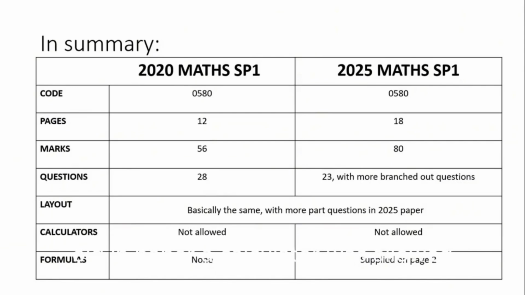In the older paper, a calculator was allowed, and in the new paper, it is not allowed in paper 1. And formulas were not supplied in the first paper, but they are now supplied.